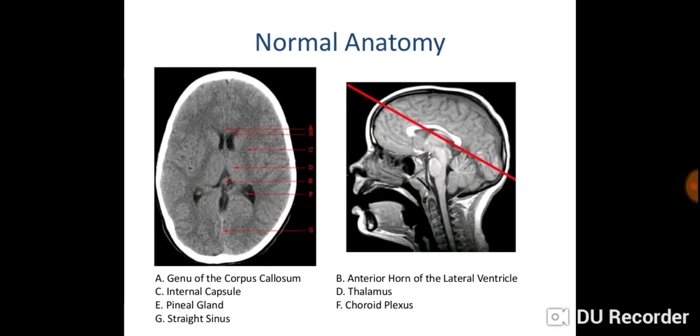Now you've got the genu of the corpus callosum, you've got the anterior horn of the lateral ventricle, we mentioned this. You've got the internal capsule, now you know where it is. You've got the thalamus making an appearance right here as we go higher. So this right here is the thalamus. You've got the pineal gland, the superpower of the human brain. Choroid plexus right here. Here you see where the CSF is formed, and you've got the straight sinus around here.